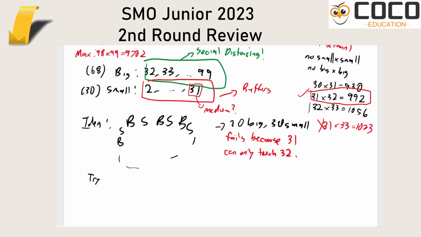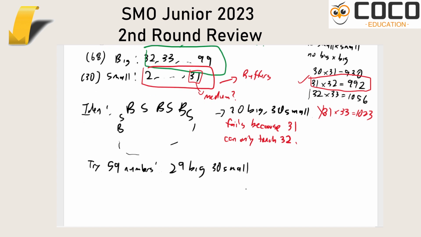So the next thing is I try 59 numbers. So 29 big and 30 small. I don't mind 31 being one of my small numbers still. It's just that it needs to be on one side next to another small number. Now, what are these 59 numbers? Well, the big numbers, I think the easiest way would be to just pick them in order from 2 to 30. Sorry, 2 to 60. Right? So that the numbers are in consecutive order.